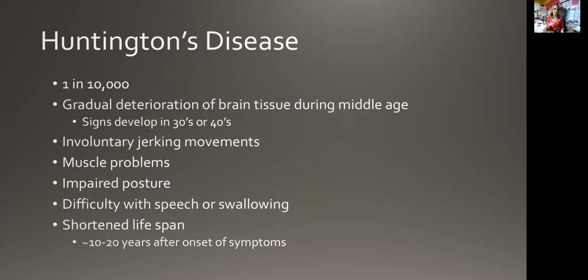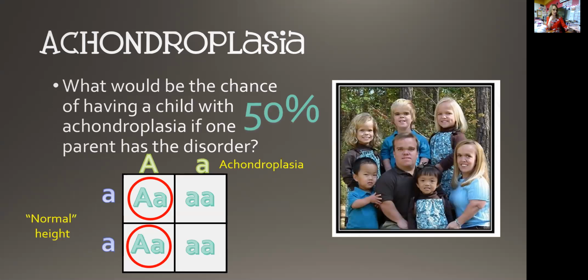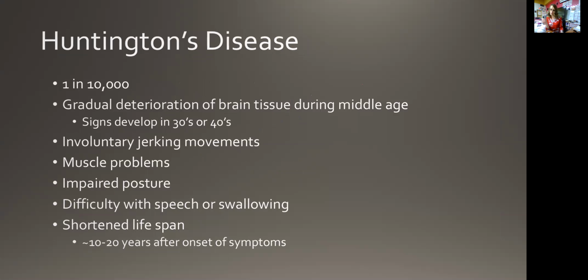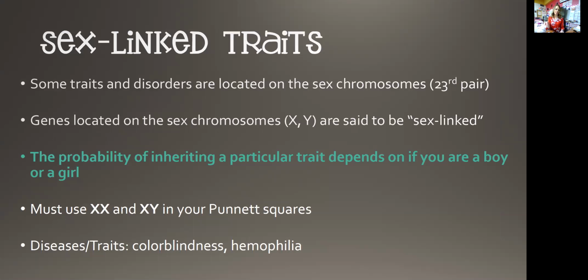If you have a parent who has Huntington's disease, you have a 50-50 chance of inheriting it, just like with achondroplasia here. Imagine the A's as H's with Huntington's disease, and two of those would have a dominant associated with them. So you have a 50-50 chance of passing that on to offspring. I'm just giving you a short version of this.